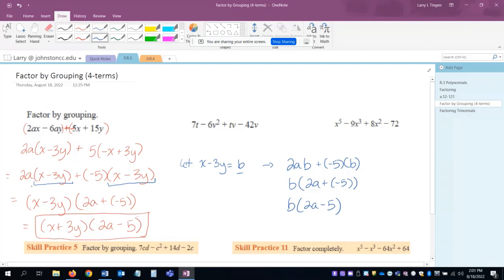And then when I bring that out, what is left over? Well, if I've divided out that x minus 3y, what's left over is 2a. I've divided out that x minus 3y over here. The only thing left is the negative 5.